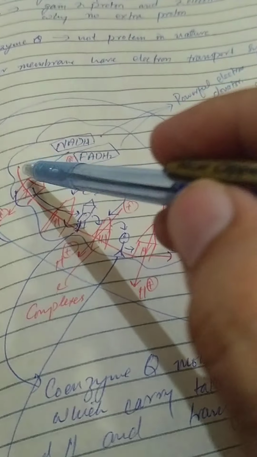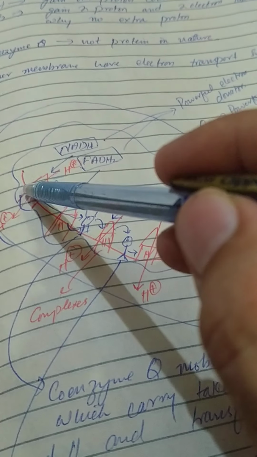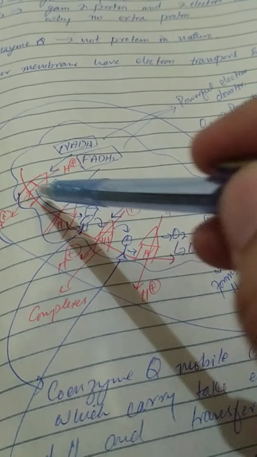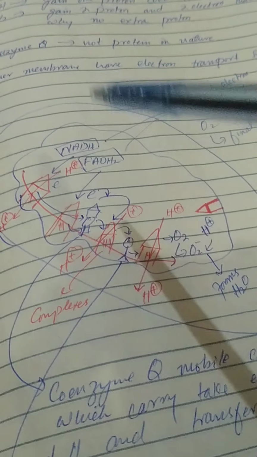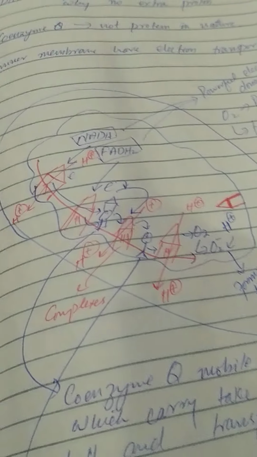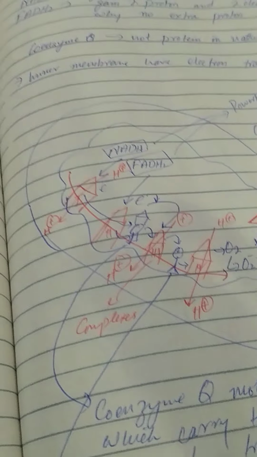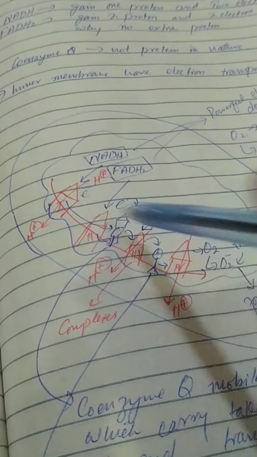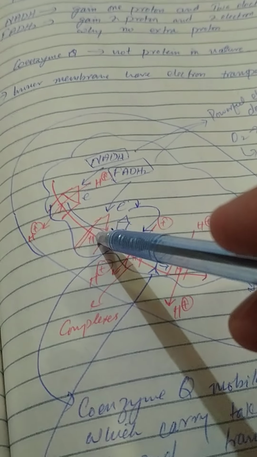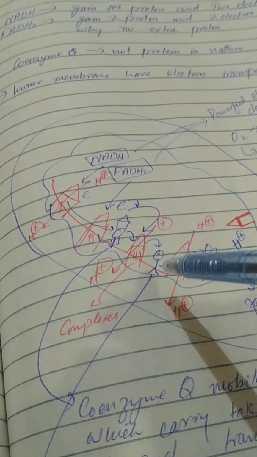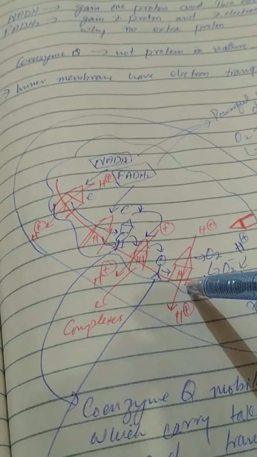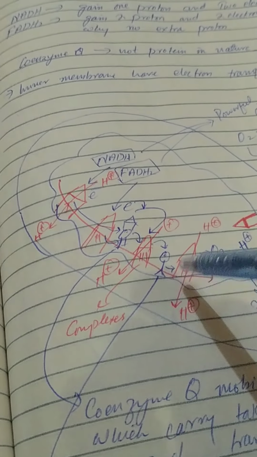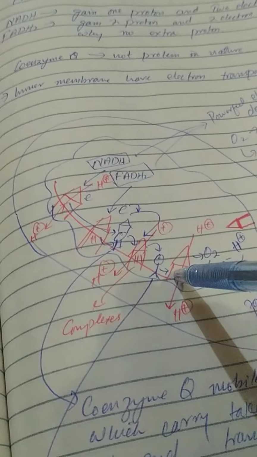Okay, now when NADH gives electrons to complex 1 and FADH2 gives electrons to complex 2, they both supply their electrons to complex 3 through a mobile carrier known as coenzyme Q. Coenzyme Q will bring electrons from complex 1 to complex 3 and from complex 2 to complex 3, and then from complex 3 to complex 4, another carrier known as cytochrome C will carry these electrons to complex 4 in order to react these electrons with oxygen.